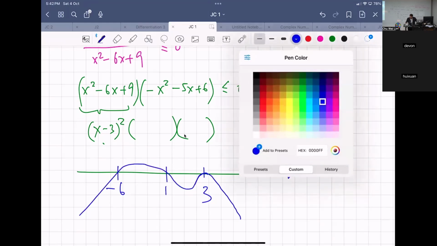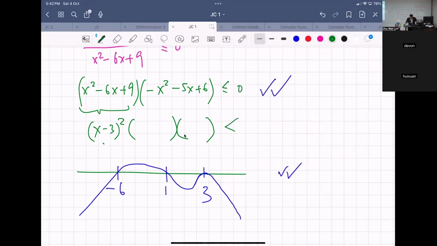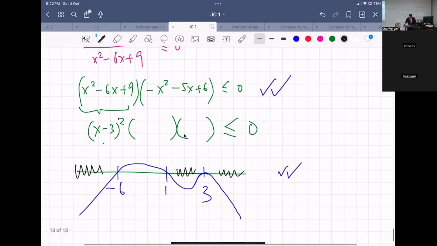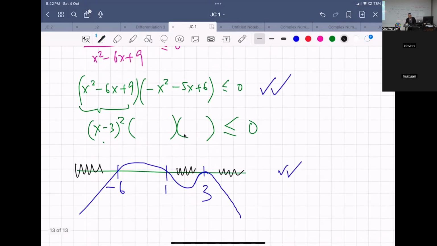So you want it to be less than 0, right? Then this part is less than or equal to 0. So it will be here, and here, and here. Same answer. Right? More than 1, exclude 2, because less. Right? So far, so good.